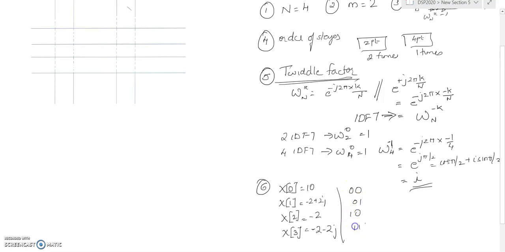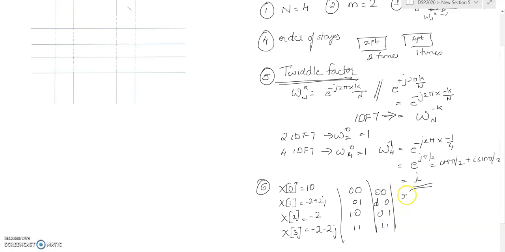And the last point that we have to observe is the input in the bit reversed order. When we look at it, the actual inputs are X(0), X(1), X(2) and X(3), which represent X(k). So this is 10, this is minus 2 plus 2j, this is minus 2, and this is minus 2 minus 2j. When we look at the positions, this is 00, this is 01, this is 10, this is 11. When we bit reverse, we have 00, 10, 01 and 11.